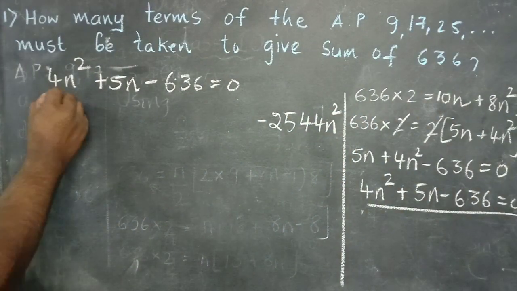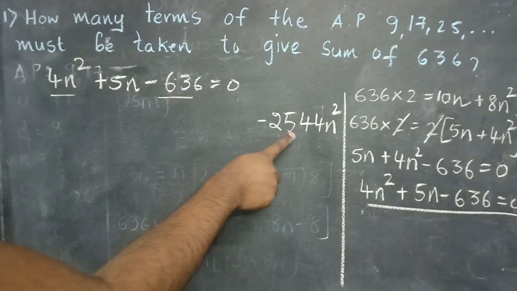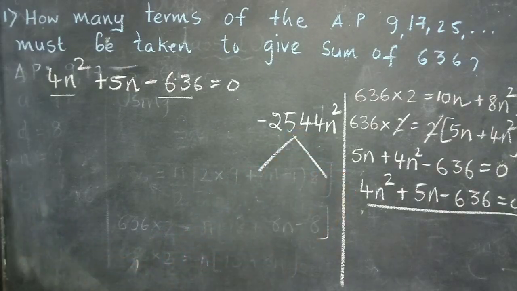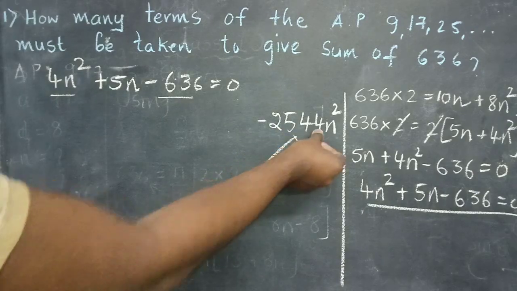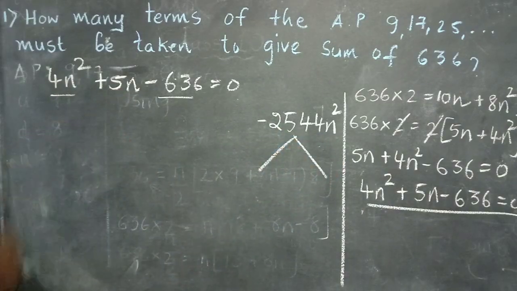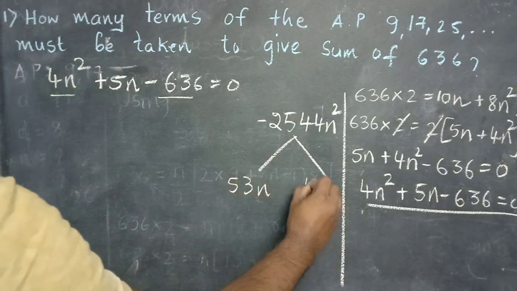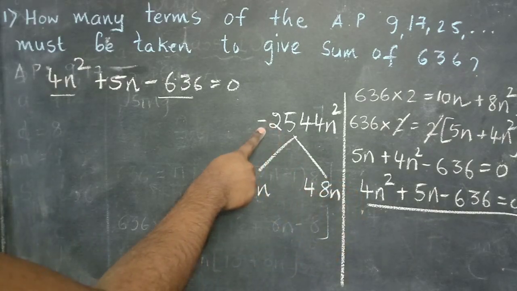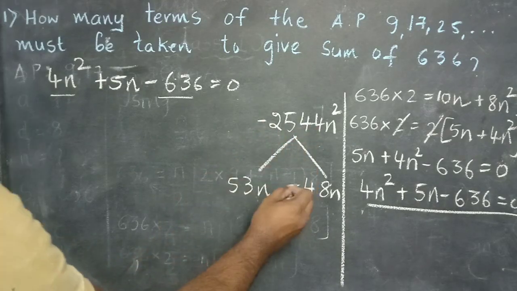2544n², multiply 4n² and minus 636. What you get is minus 2544n². Now if you multiply, you should get minus 2544. If you add, you should get 5n. The numbers are 53n and 48n. 53 into 48 is 2544. Since there is a negative sign, put a negative sign here.